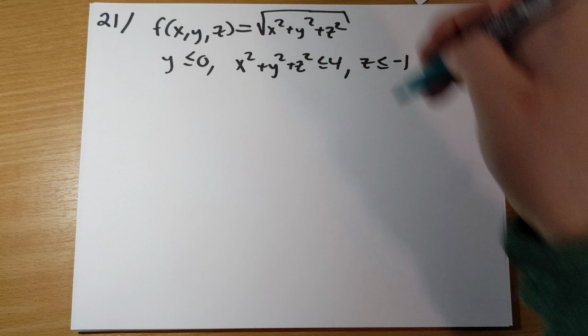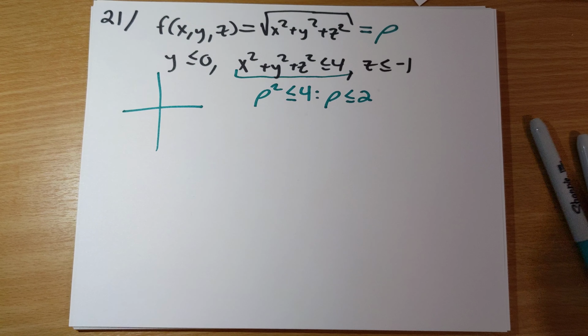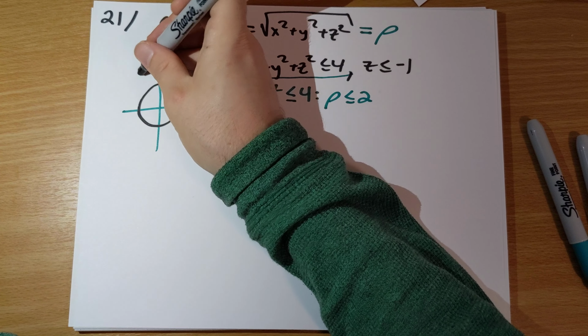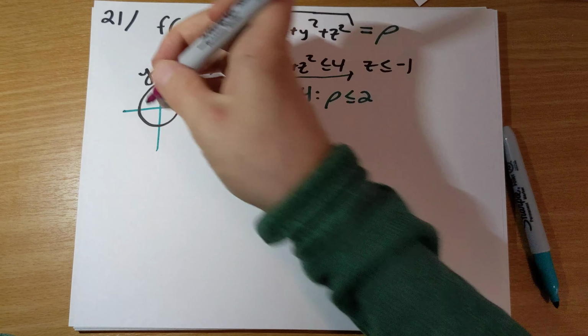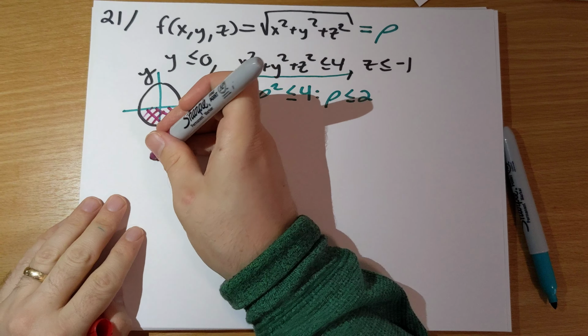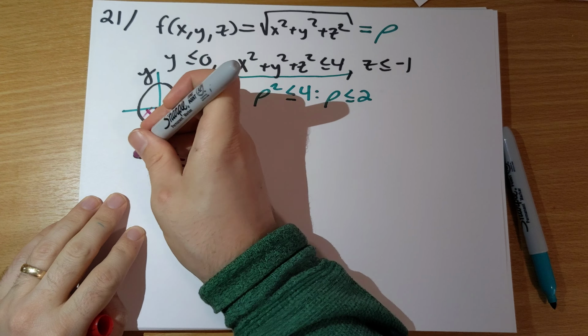Y is less than or equal to 0. The projection of this into the xy plane is going to be, okay, so let's see, y is negative here, so we're shading this part here. So what does this tell us about theta? Theta is running from 0 to pi? No, it starts at pi and goes until we hit 2 pi.